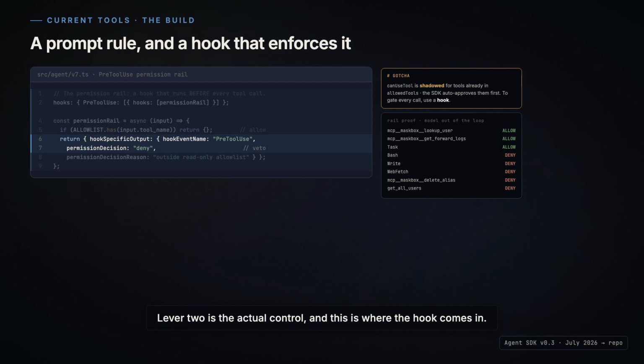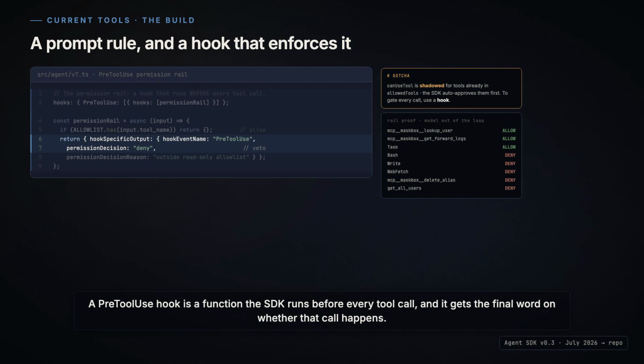Lever 2 is the actual control, and this is where the hook comes in. A PreToolUse hook is a function the SDK runs before every tool call, and it gets the final word on whether that call happens. Mine allows the read-only account tools and denies everything else. So a write, a delete, a shell command, none of it can run.